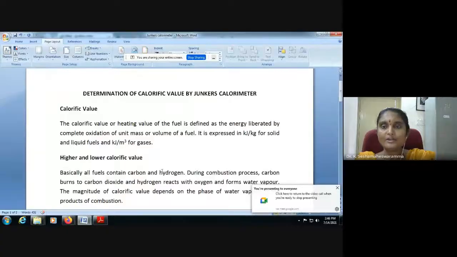Determination of calorific value by Jenkins gas calorimeter. Jenkins calorimeter.